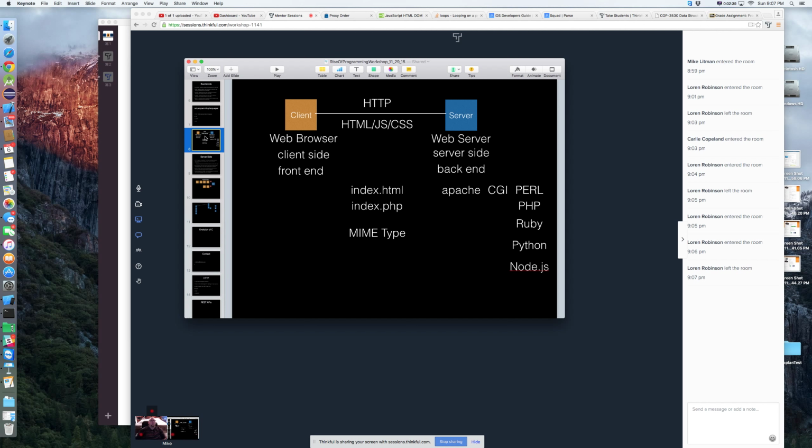Then we talked about the web programming language technologies. We have the idea of a client and a server, where the client's the web browser, and the server's the web server. The web browser is also called the client side or the front end. The server is called the server side or the back end. We talked about where these languages fit and how these all work: Perl, PHP, Ruby. We talked about MIME types, how the server determines what kind of file is being requested and if it has to do anything to those files before it sends them on. But at the end of the day, all of these technologies are basically the same.